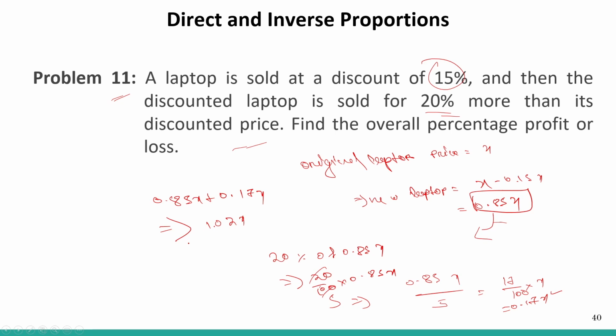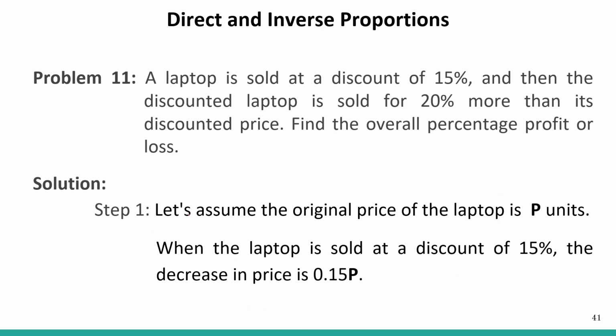102x. So 1.02x is the new price of that laptop. So the overall profit percentage will be what? Overall the profit is 0.02x and the original price was 1x, into 100, right? So this will be 2 by 100 into 100. So it will be 2%. So the overall profit is 2%.